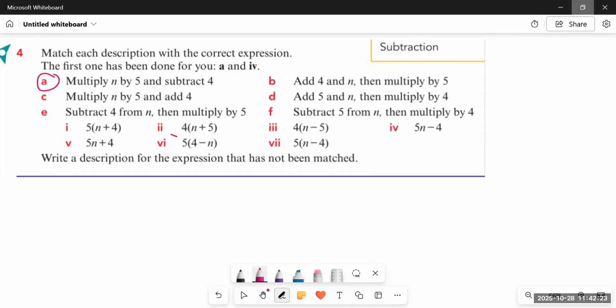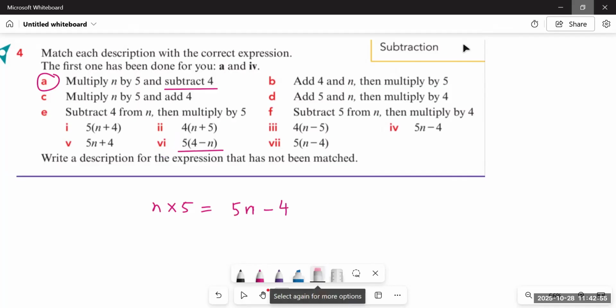Okay, here it is. So the question says multiply n by 5. So when we multiply n by 5, it becomes 5n. And subtract 4. So after multiplying n by 5, making it 5n, we have to subtract 4 from it. So it becomes 5n minus 4. Oh sorry, it's number 6. Here it is. 5n minus 4. You can match it, yes, it's correct.